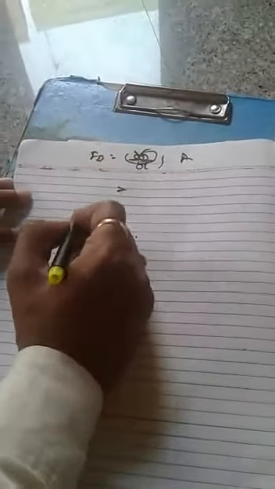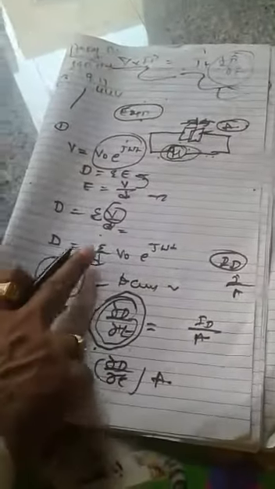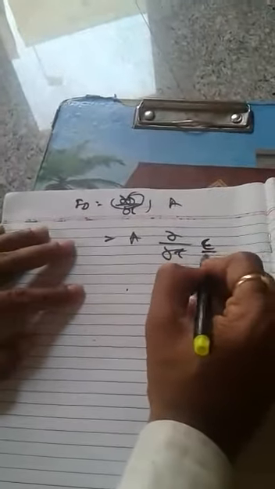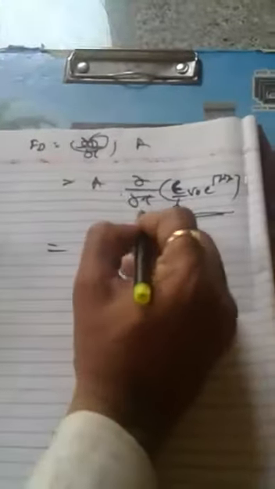The same thing, id is equal to dou D by dou t into area A. So substitute the value of D here, A as it is, dou by dou t of epsilon by d into V naught e to the power of j omega t, into A as it is. Differentiating with respect to t.